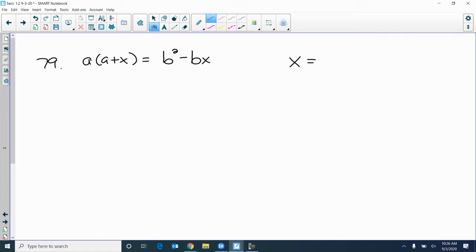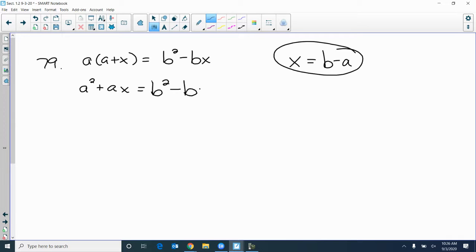I believe that's in the back of the book. You should be looking that up so you know whether you're right. Now, a lot of you are correct, but you didn't finish. Like you couldn't get to that point. For that one, all right, what can we do? Nathan Moore. You can distribute the A out to the A plus X. Okay, and that gives me A squared plus AX equals B squared minus BX.